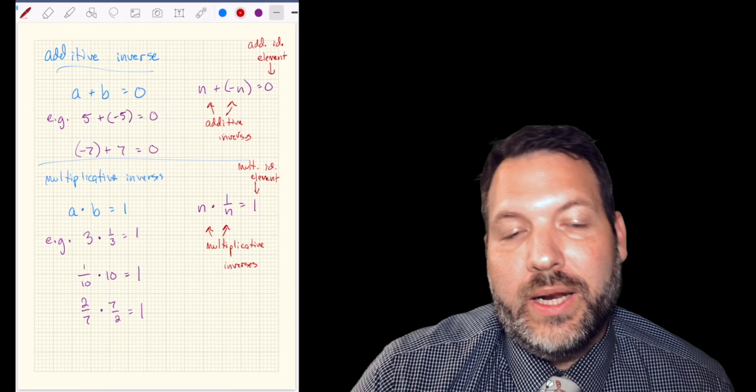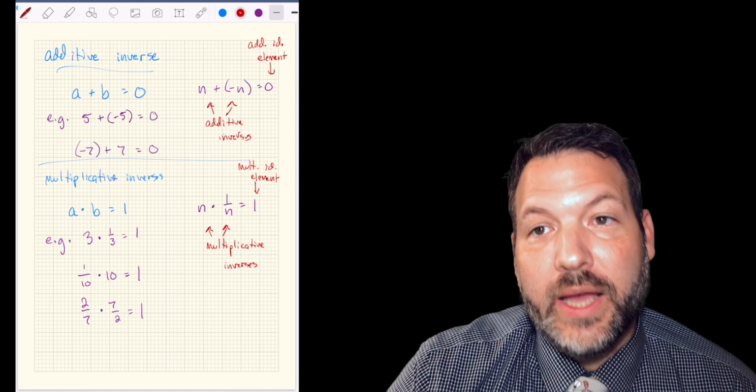So there you have it. That's what an identity is, that's what an inverse is, and that's the connection between the two of them.